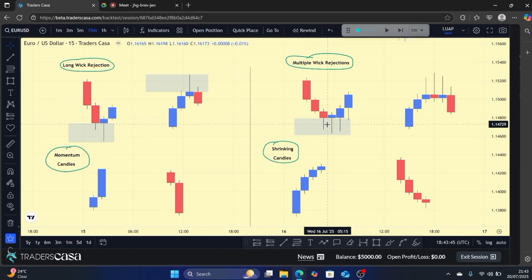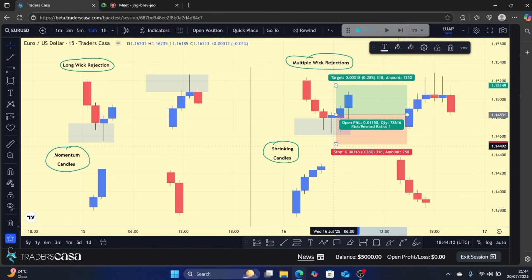So in this case, I wouldn't recommend you to place the entry directly after seeing such a pattern. The entry should not be taken when price closes like in this case, and in this case you can see price closed bullish, so this means you can take your entry directly from there.